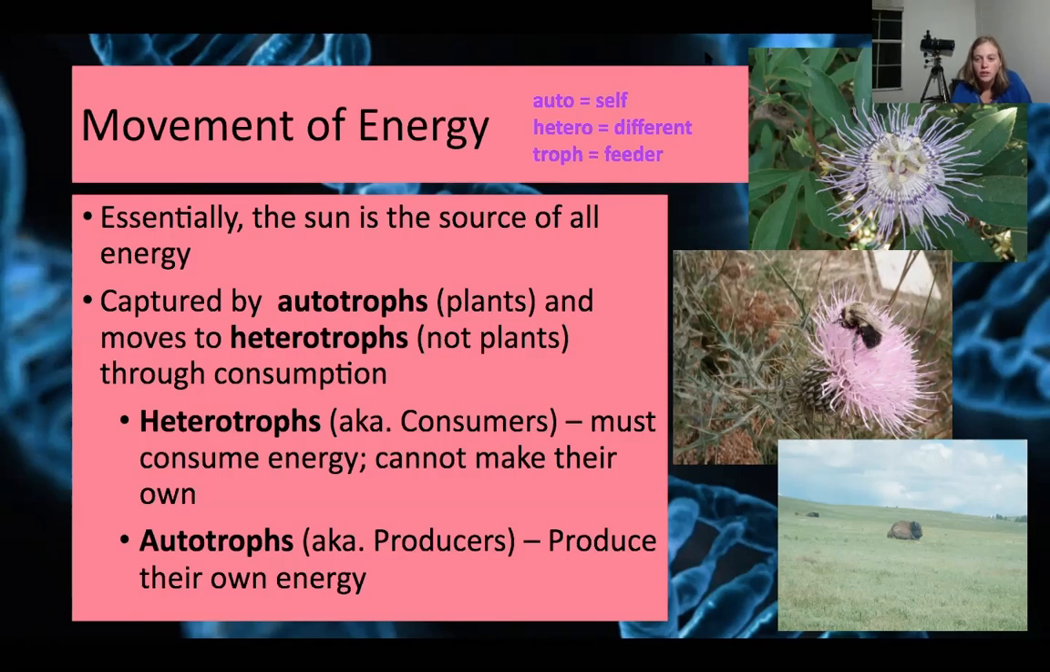If we look at some of these pictures over here, we have a passion flower, we have a thistle, we have grass. What kinds of organisms would these be? Hopefully you're thinking that they are autotrophs or producers, because they're making their own energy, they're plants. But what about the bumblebee and the bison? What would we call those? Hopefully you're thinking heterotrophs, because they are not plants. They are animals and they're eating these plants, consuming these plants in order to get their energy.